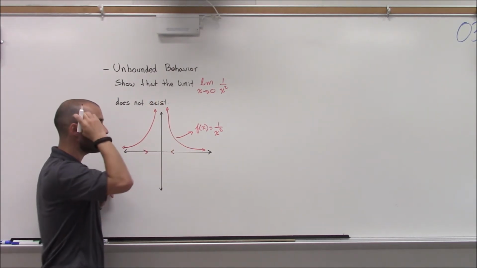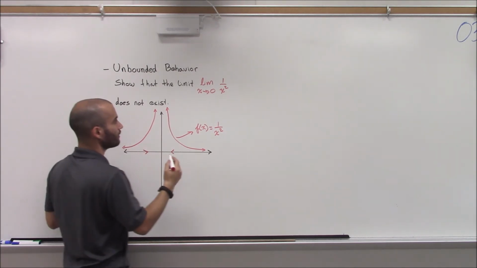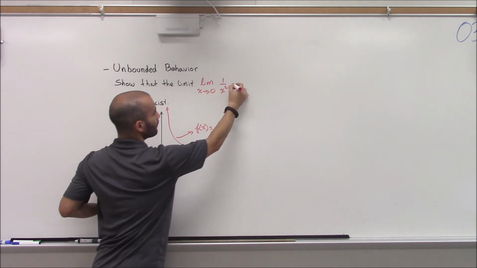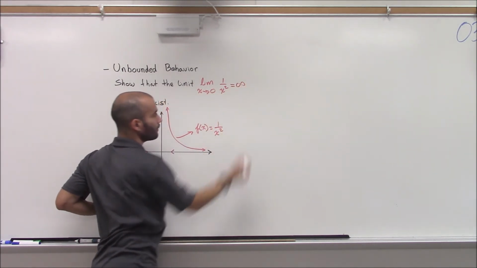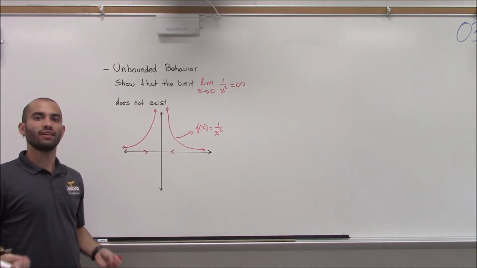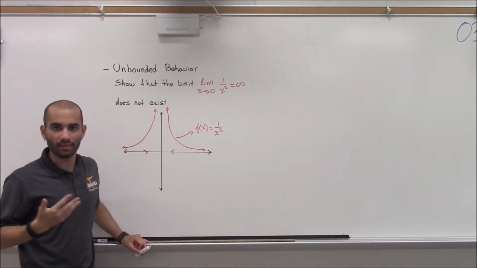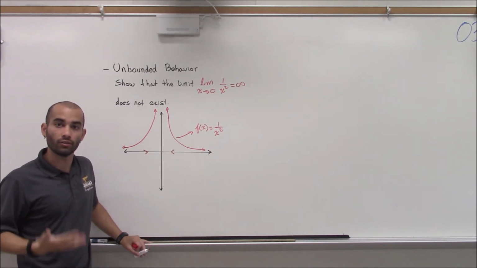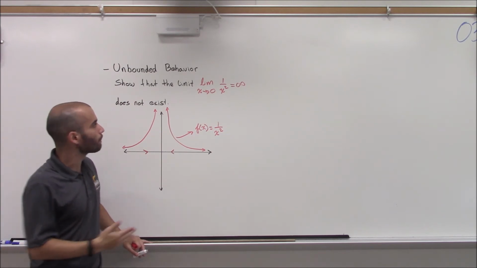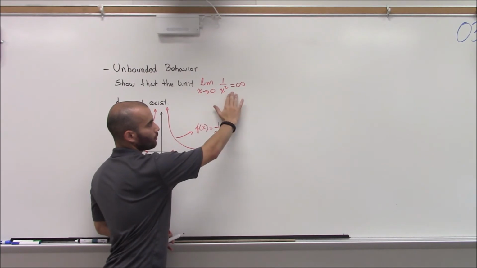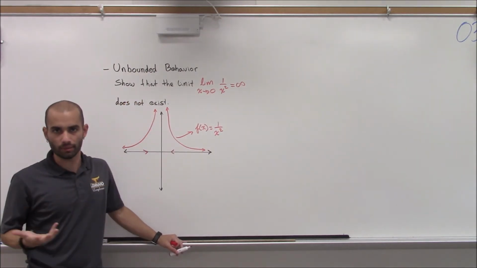So you might be tempted to conclude that the limit as x goes to 0 of 1 over x squared is equal to infinity. After all, I just finished telling you that if the right and left behavior are not the same thing, then that's a case where you don't have a limit. But this is actually wrong. You can't set a limit equal to infinity. Infinity is not a number.